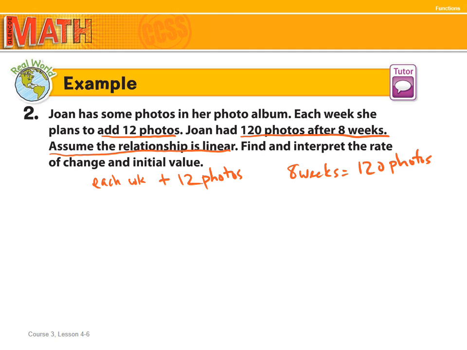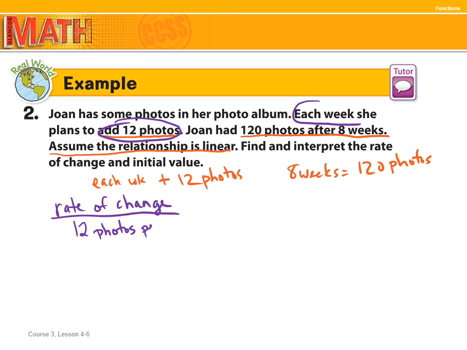So to find the rate of change, I was getting ahead of myself. The rate of change, we're being told right here, each week she adds 12 photos. So 12 photos per week. That's our rate of change. They give it to us.